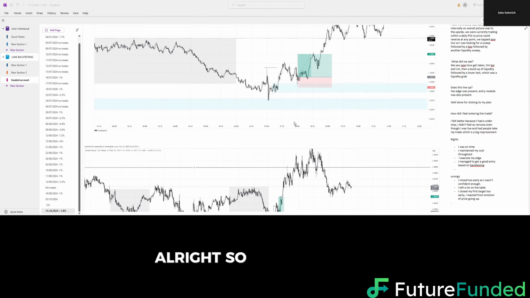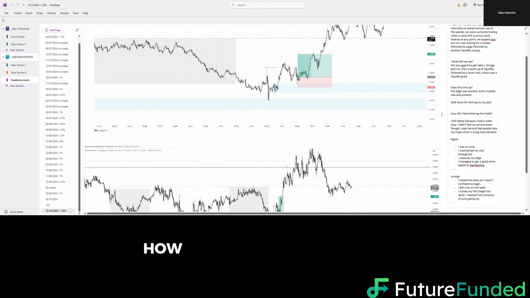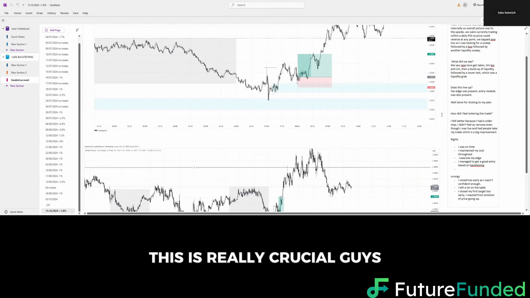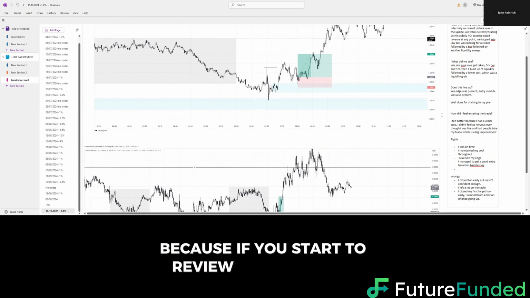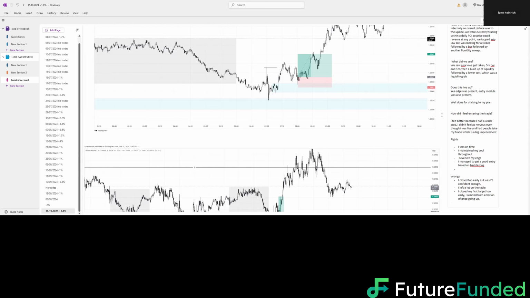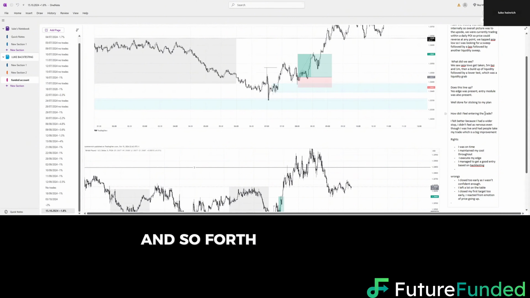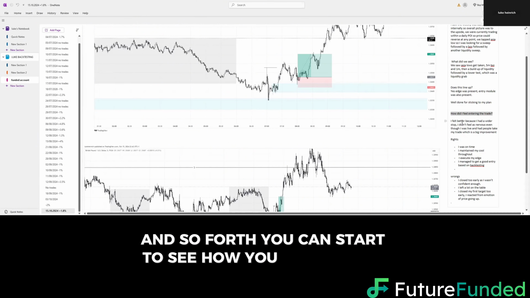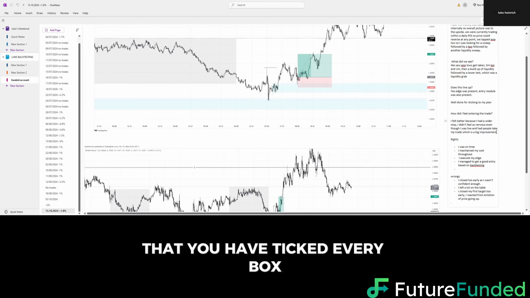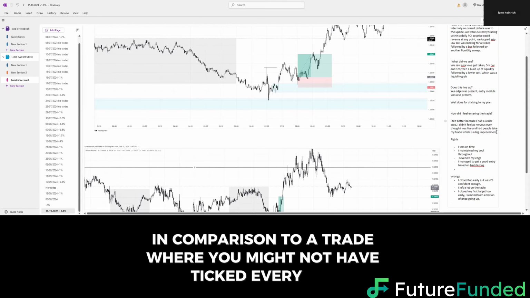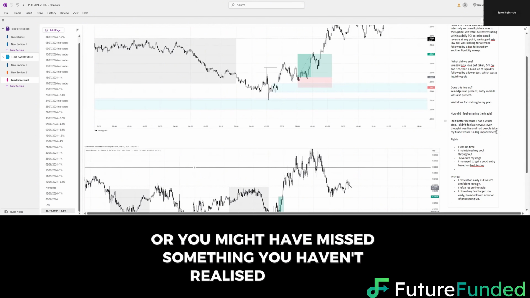All right, so does it line up? And then most importantly, how did you feel when you entered the trade? This is really crucial, guys, because if you start to review your journal and if you start to compare it to your other journals and your other trade analysis and so forth, you can start to see how you feel during trades that you have ticked every box in comparison to a trade where you might not have ticked every box, or you might have missed something you haven't realized just yet.